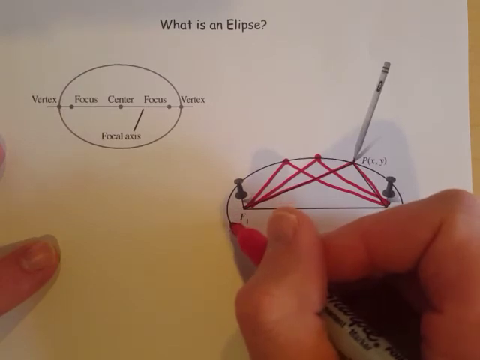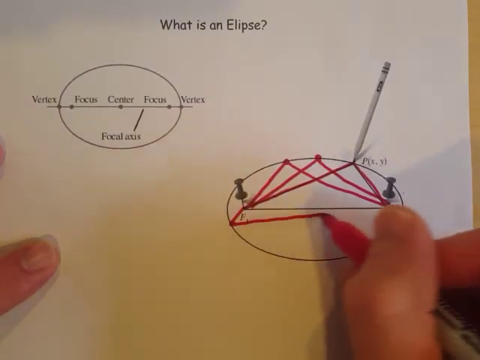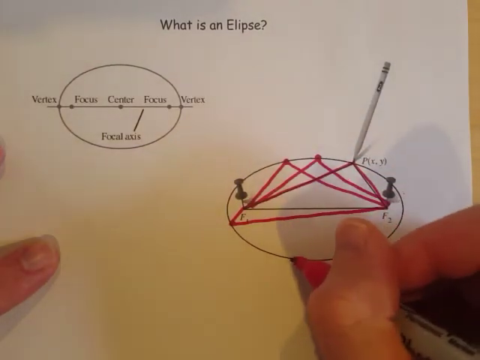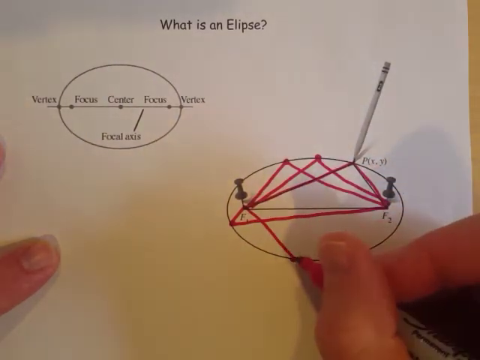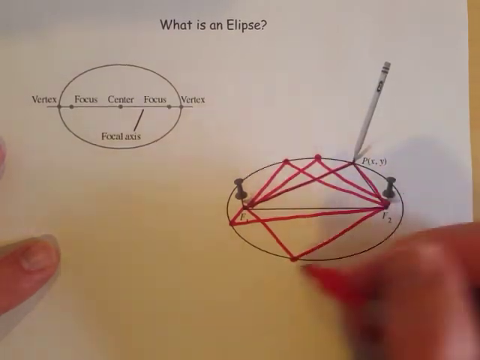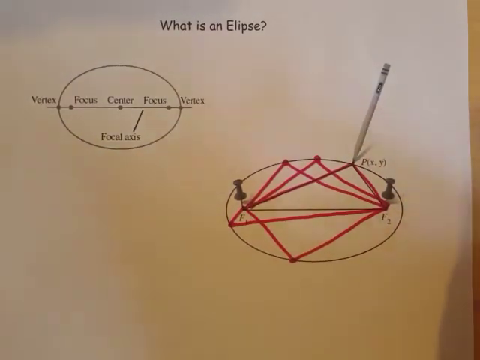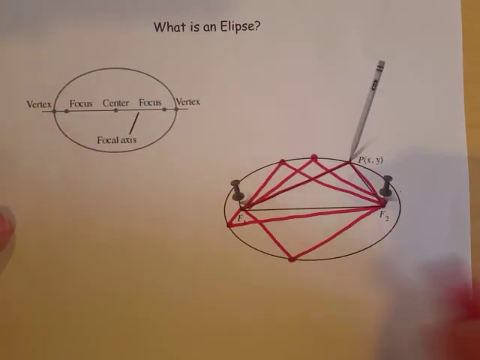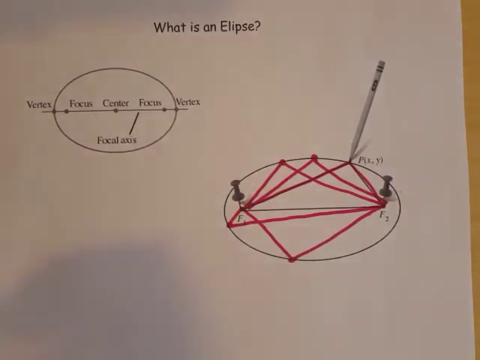It could even work over here. We've got there and there. It could work over here. There's lots of different ways for this string to be stretched, and as you go around, if you stretch, that's the same distance total between those two strings. That's how an ellipse could be generated if you're drawing one.